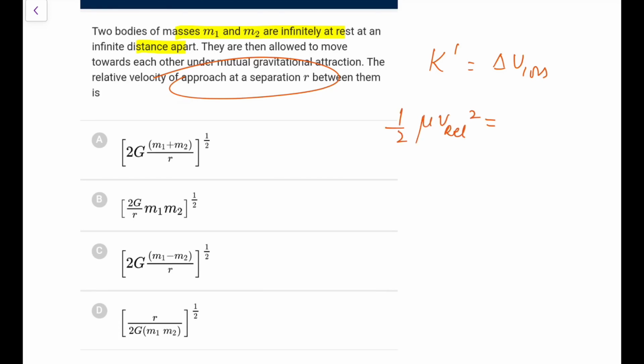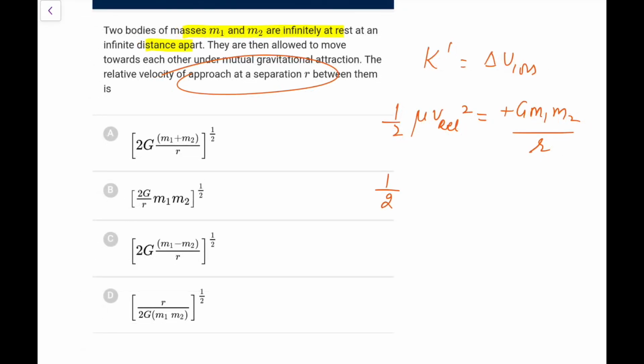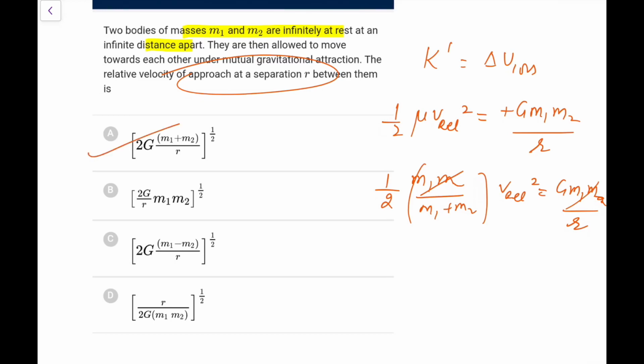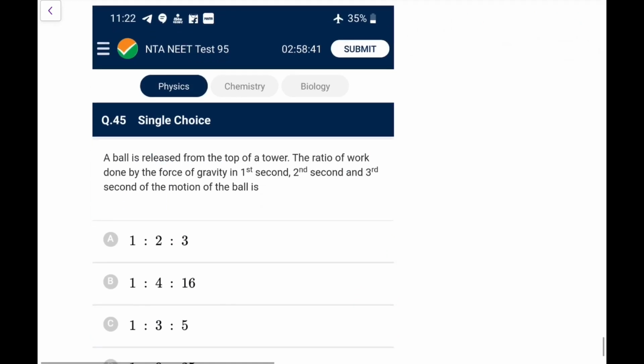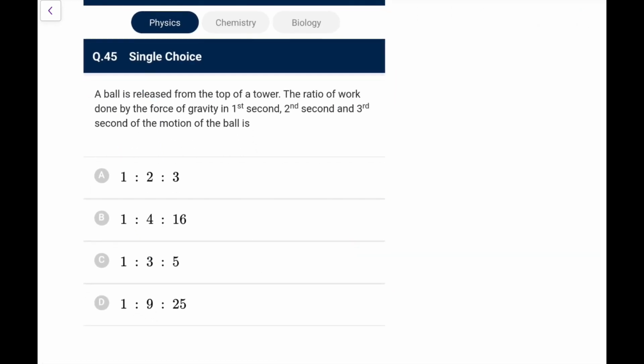V relative square, that is K in C frame, delta U loss, because initially it was 0, so U initial minus U final, minus finally will become plus, so G M1 M2 by whatever be the separation. Now this mu is M1 M2 over M1 plus M2 into V relative square equal to G M1 M2 by R. So we can cancel up, so V relative directly comes out as root 2 G (M1 plus M2) by R, which is the option A you can directly go for. So remember this C frame, this is used in many questions now.